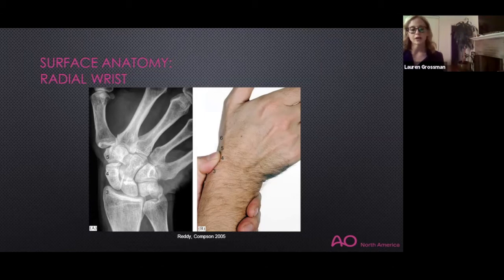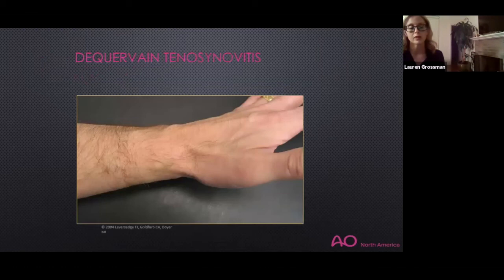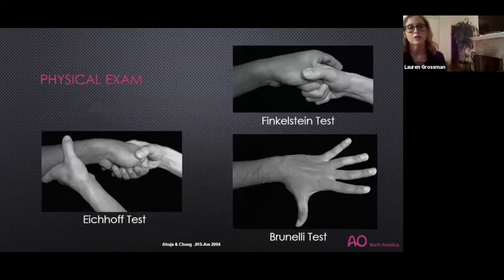If you have a scenario of a young male who's fallen on an outstretched hand and has radial swelling, the first thing that you might think of is a scaphoid fracture, as there's very high sensitivity for that in that area, as recent studies have shown. Other things on the radial side of the wrist are tendonitis. There's de Quervain's tenosynovitis, which is in the first dorsal extensor compartment, as shown here. You can diagnose this with physical exam. What most people commonly think of as the Finkelstein test happens to actually be the Eichhoff test.